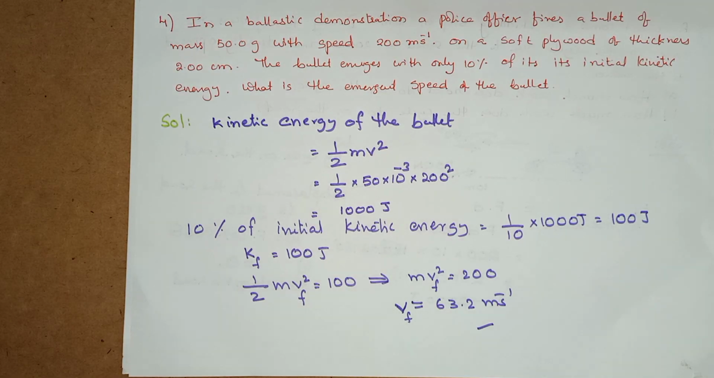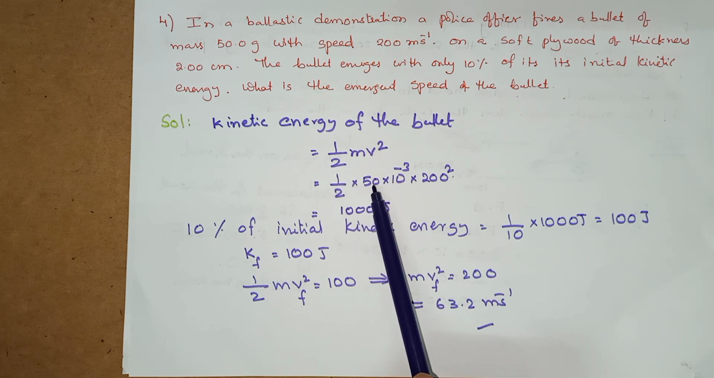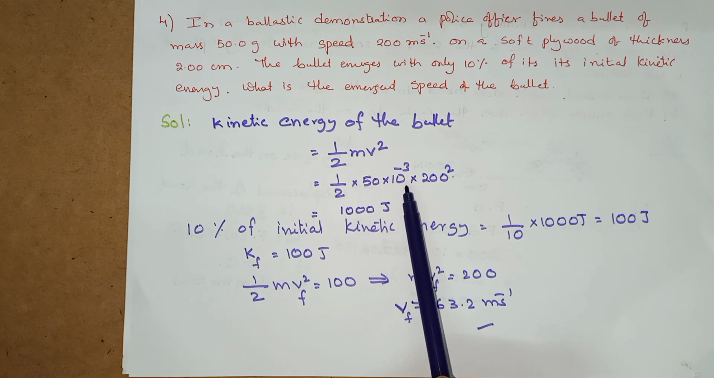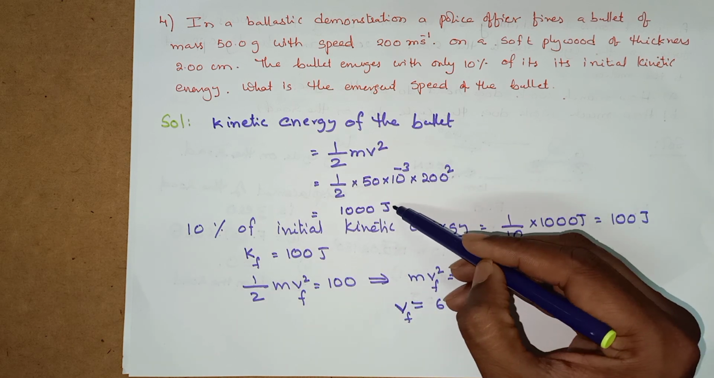Fourth problem, a ballistic demonstration: a police officer fires a bullet with a mass of 50 grams and speed 200 meters per second into a soft plywood of thickness 2.00 centimeters. The bullet emerges with only 10% of its initial kinetic energy. What is the emergent speed of the bullet? First, let us calculate the kinetic energy of the bullet. Kinetic energy is half m v square, with 50 grams converted into kilograms, and v square is 200 square, so we get 1000 joules.